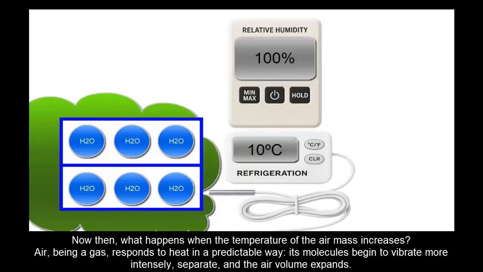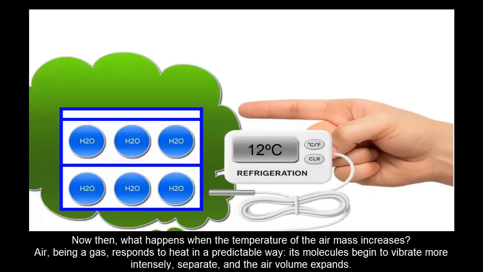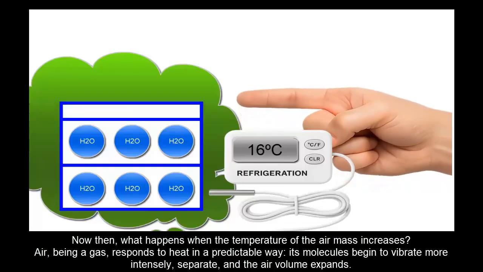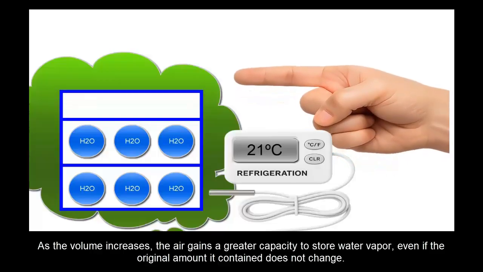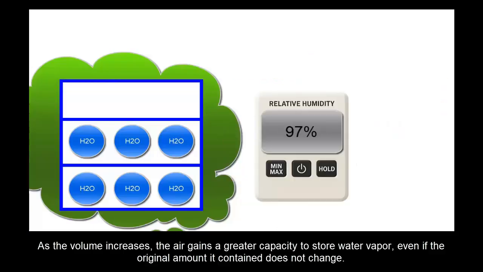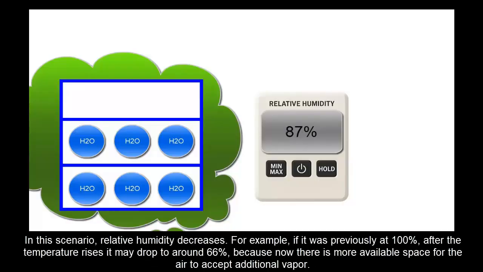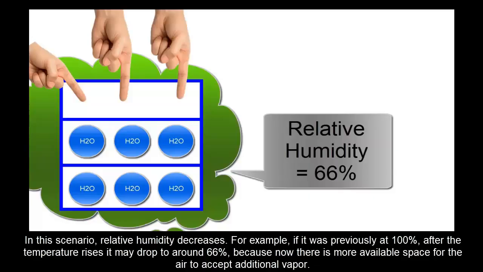Now then, what happens when the temperature of the air mass increases? Air, being a gas, responds to heat in a predictable way. Its molecules begin to vibrate more intensely, separate, and the air volume expands. As the volume increases, the air gains a greater capacity to store water vapor, even if the original amount it contained does not change. In this scenario, relative humidity decreases. For example, if it was previously at 100%, after the temperature rises, it may drop to around 66%, because now there is more available space for the air to accept additional vapor.